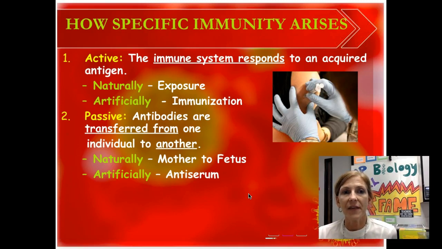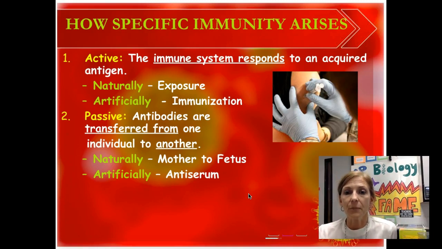And we can develop that immunity either actively or passively. So actively, you're actively involved. You make the antibodies against the pathogen. Passively, just that. You're passive. You let it happen to you. So the antibodies are given to you. So on top of active or passive, you can also classify things as artificial or natural.